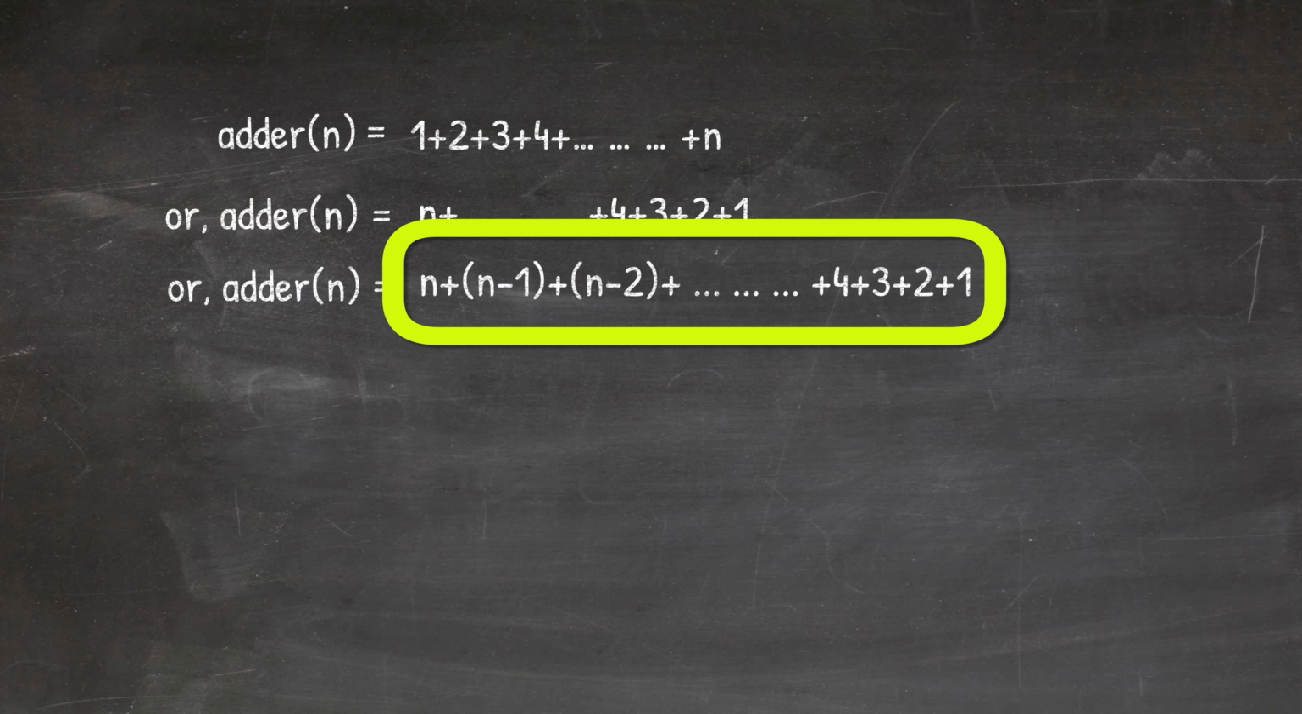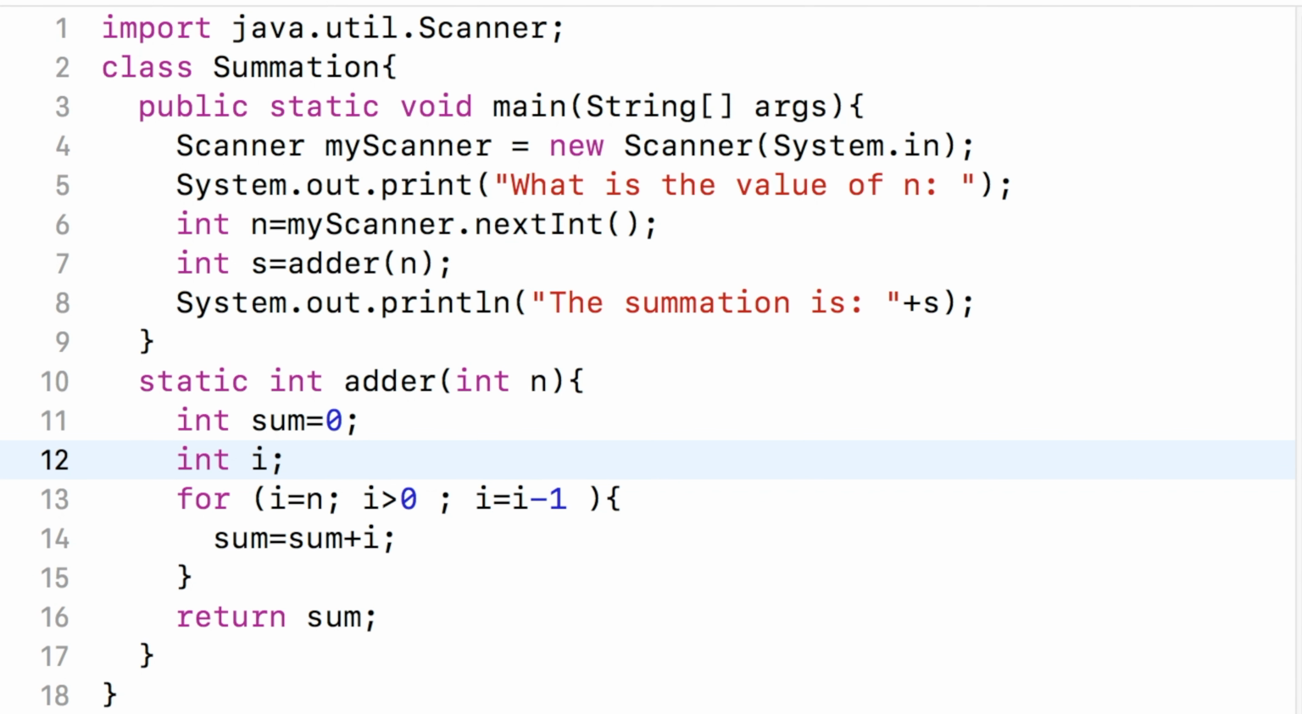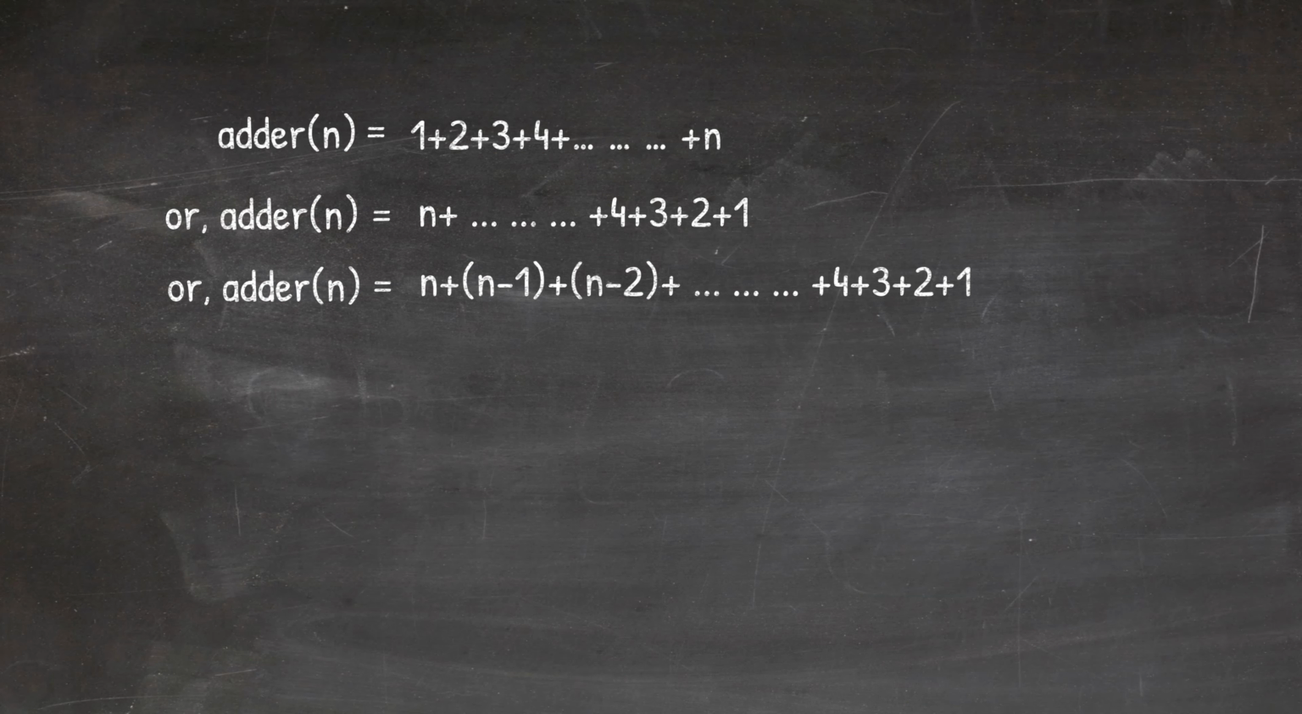The number after that is 2 less than n, therefore it is n minus 2, and so forth. Finally, the numbers added become smaller and smaller, such as 4, 3, 2, and 1. Note that we wrote a method adder n. We want to modify that method to get rid of the loop.